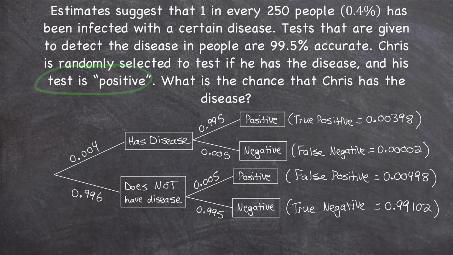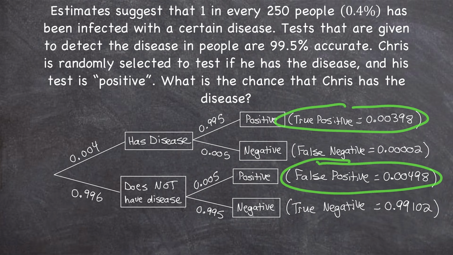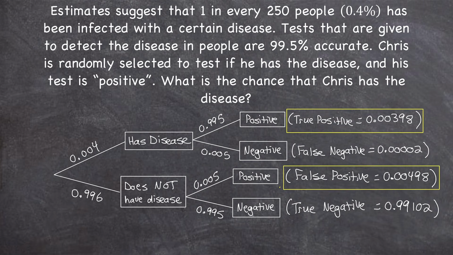Now this question says we're given the test is positive. We know for sure it's either a true positive or a false positive. But of those two that we know it's between, what's the probability he has the disease? So what's the probability that it's the true positive and not the false positive?